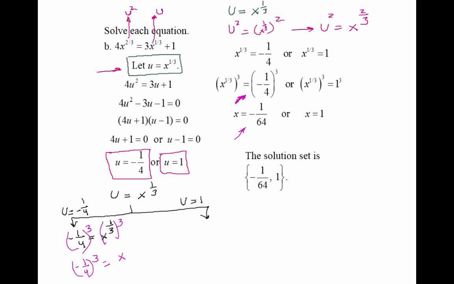And also, we need to check one more condition. If u is equal to 1, then 1 is equal to x to the power of 1/3. If I raise both sides to the power of 3 again, then you can see we can solve for x. So in this case, x would be equal to 1 to the power of 3, or simply 1. The solutions are minus 1 over 64 and 1, using the substitution method.